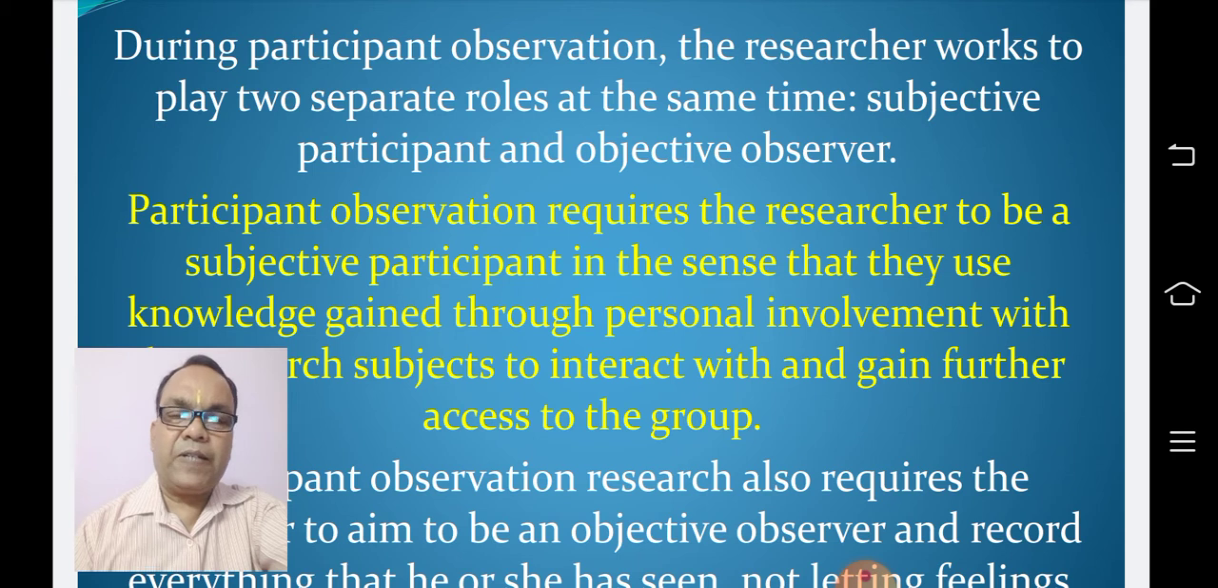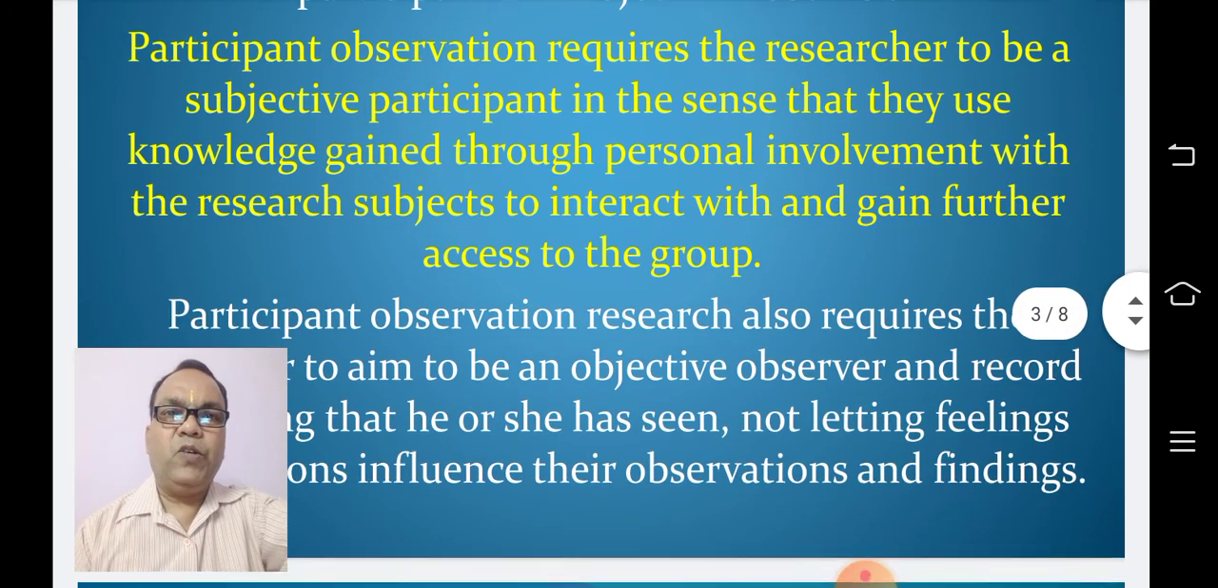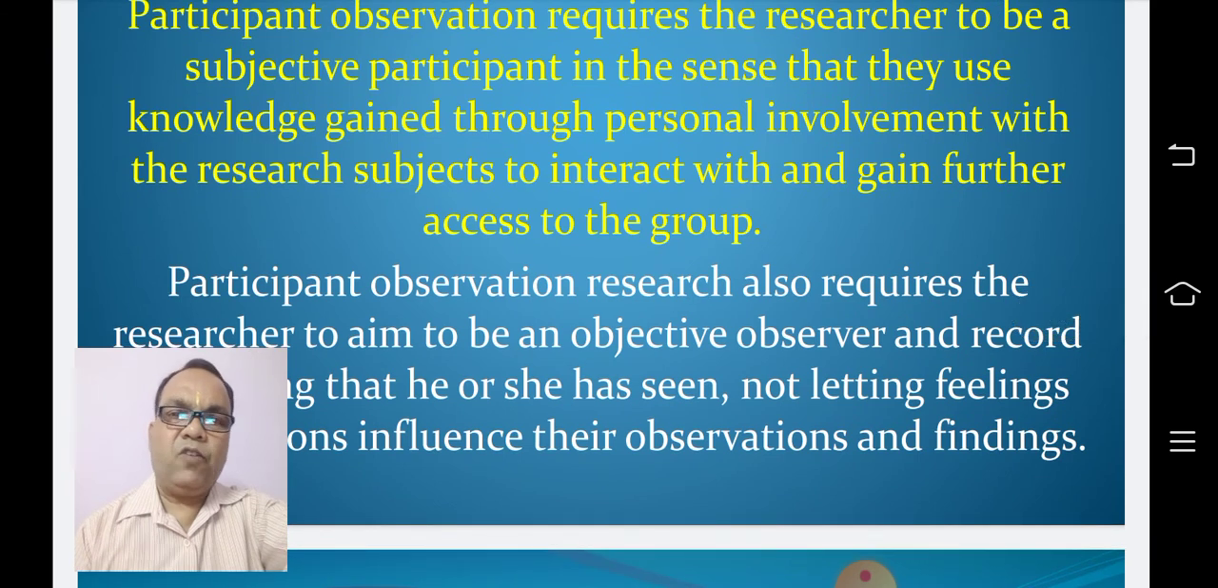Participant observation requires the researcher to be a subjective participant in the sense that they use knowledge gained through personal involvement. Actually, he personally gets involved in the group activities, and he participates in the group activities. So personal involvement of the researcher is there with the research subject to interact with and gain further access to the group. So just by getting himself involved in the activities of the group members, he makes an access to the group, and in this way he attempts successfully to understand the problem.